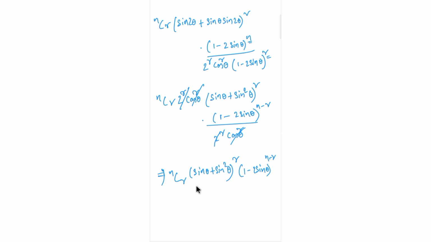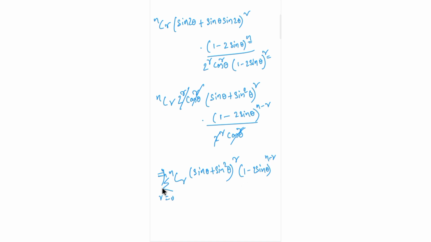So we can just combine these both, isn't it? Because you can just put sigma, which we have left at the first, sigma r equal to 0 to n. If I just put r = 0, I get nC0, this whole term to be 1, and into (1 minus 2 sine theta) whole power n. So I can just move on.